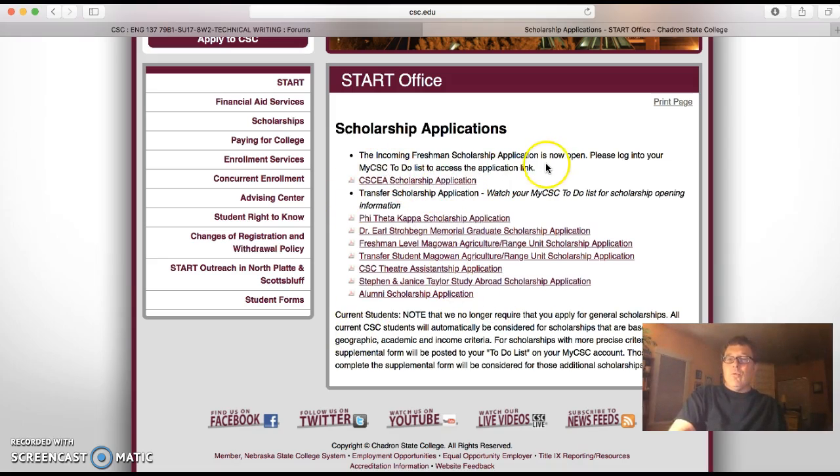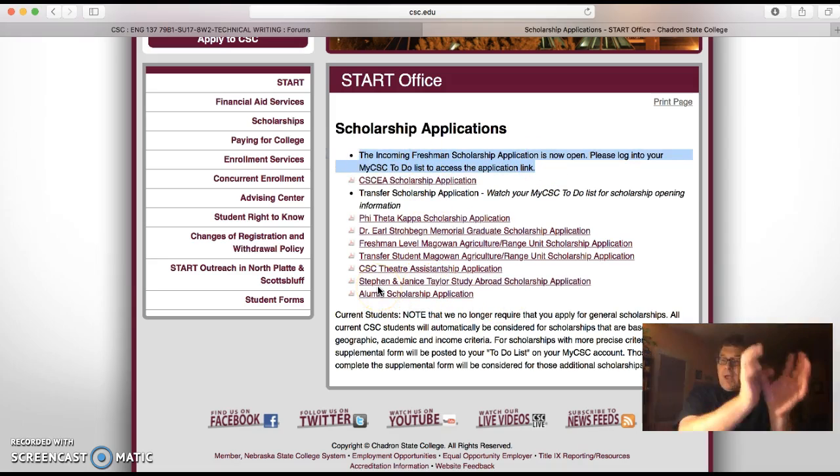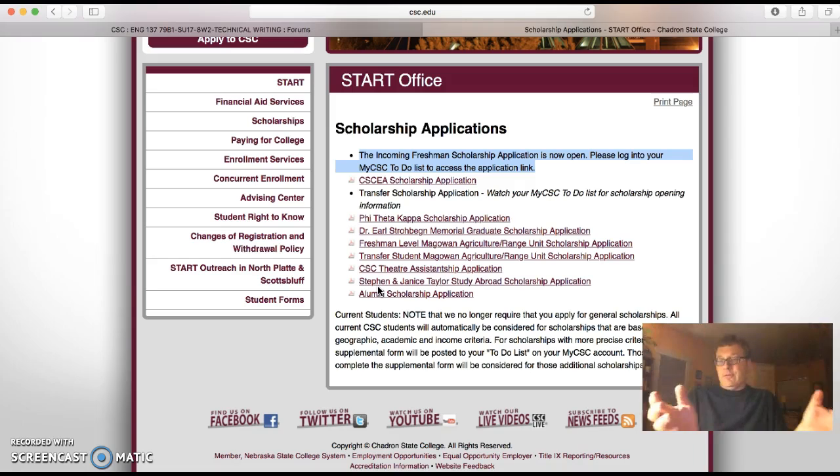It seems to me they really need to separate that language there from the rest of the page to make it clear that these are separate scholarships. Somehow, I don't know, they need language that says the following scholarships require extra applications. They aren't part of, you're not automatically considered for these when you first apply at CSC.